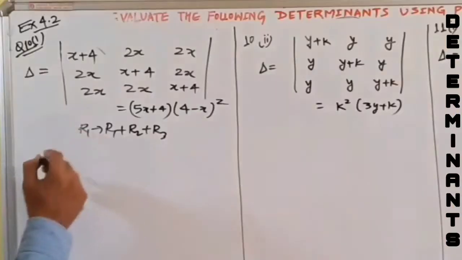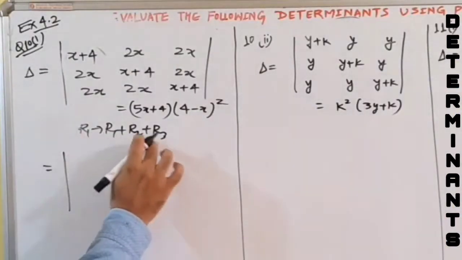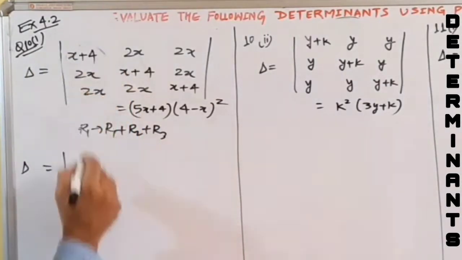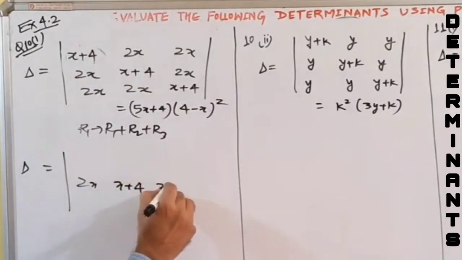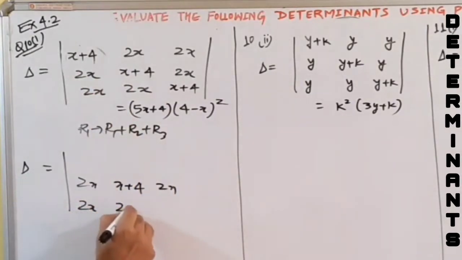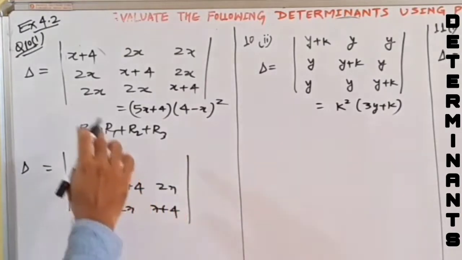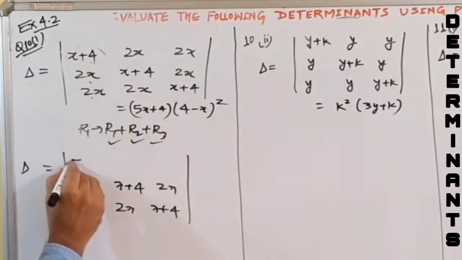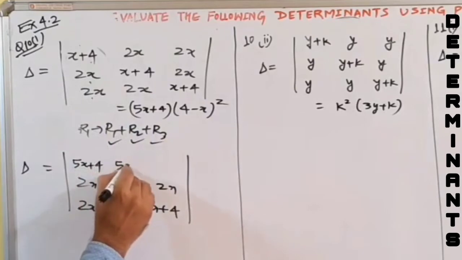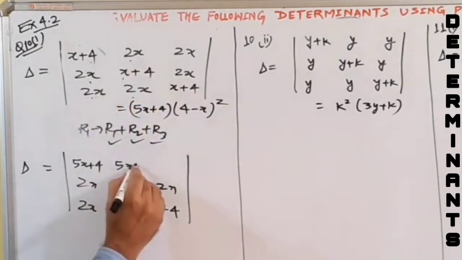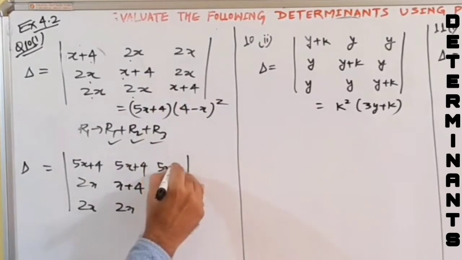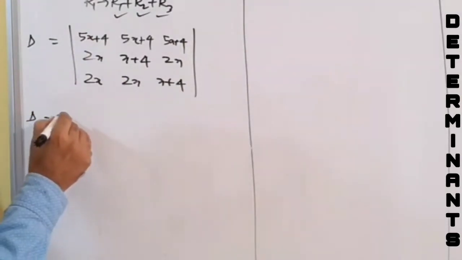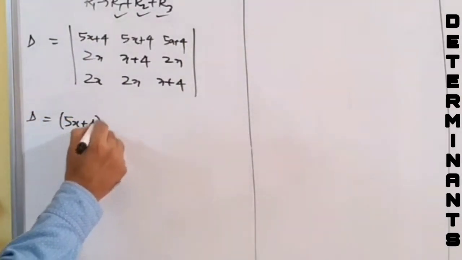See how it happens. Now if I apply R1 now becomes R1 plus R2 plus R3, delta, the LHS becomes, there is no change in R2, so 2x, x plus 4, 2x. There is no change in R3, 2x, 2x, x plus 4. Now if I add this, R1 becomes R1 plus R2 plus R3, this plus this plus this will give me 5x plus 4. Here again 2x plus 2x, 4x plus 1x, 5x plus 4. Here again 5x plus 4. Now from the first row we can take common 5x plus 4 as per property 4. So 5x plus 4 is common from the first row.